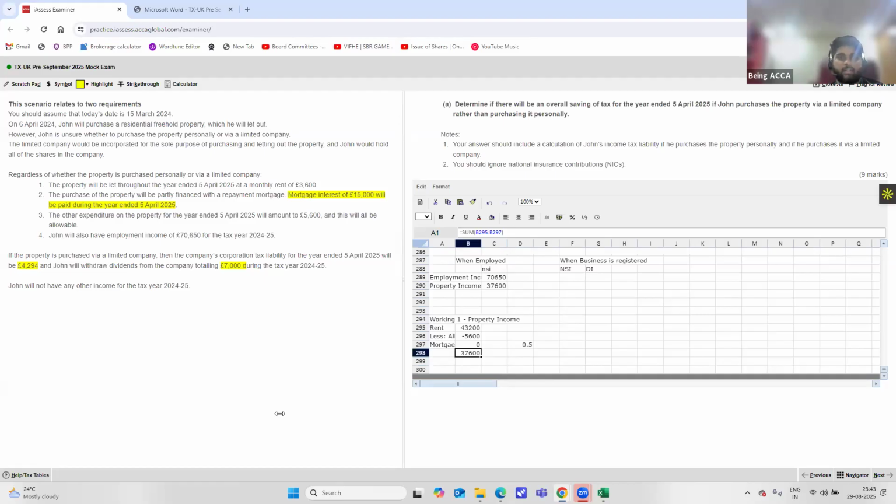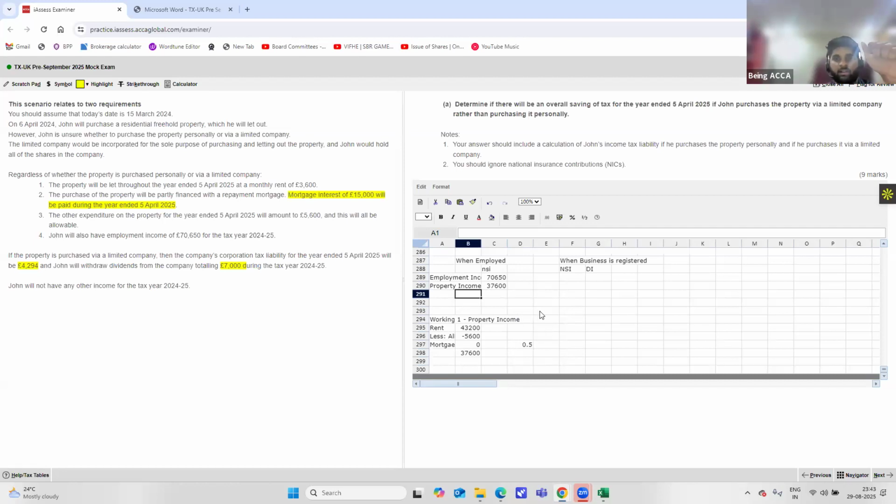Correct, exactly. That's exactly what we should be doing. First, any property income losses that are there should be set off against the property income. That is what you will be doing. Got it? And here you calculate, then you deduct your NIs, you deduct your personal allowance that will be reduced. You do everything that is to be done.